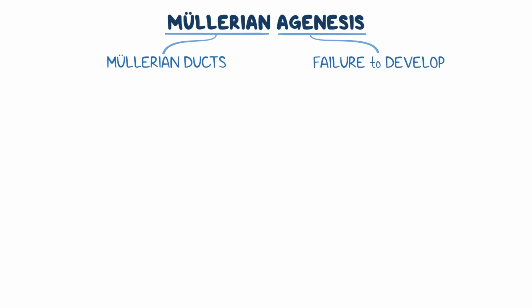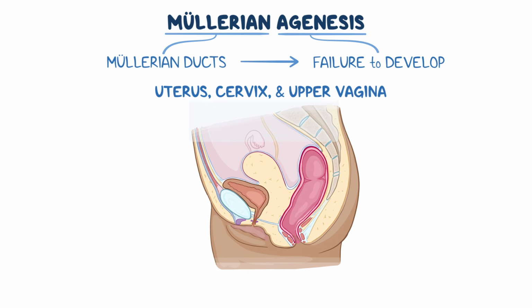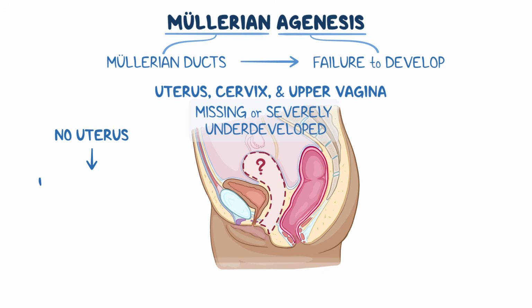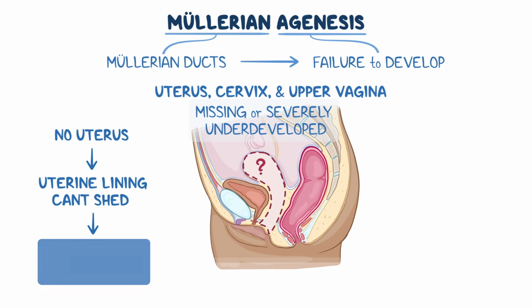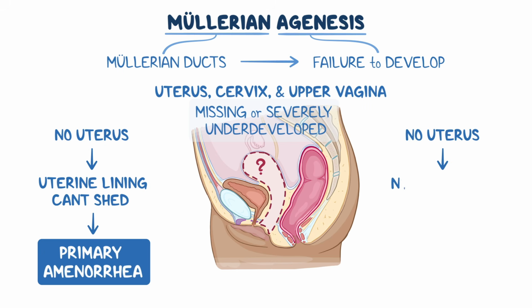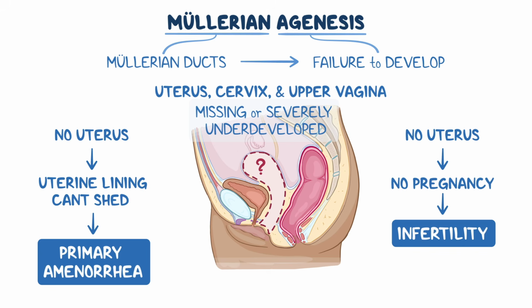So, in biological females, the Müllerian ducts fail to develop properly, leaving the uterus, cervix, and upper vagina either missing or severely underdeveloped. And because there's no uterus, the uterine lining can't shed, which results in primary amenorrhea. Also, without a uterus, carrying a pregnancy isn't possible, leading to infertility.